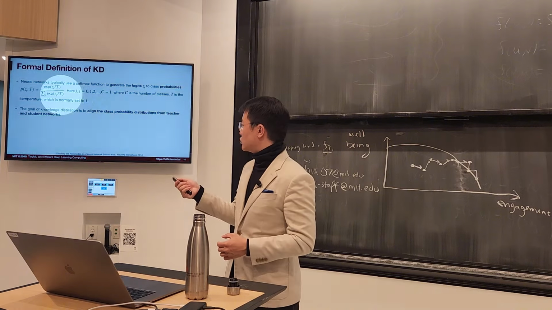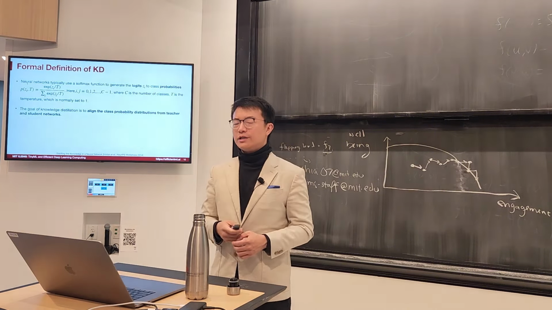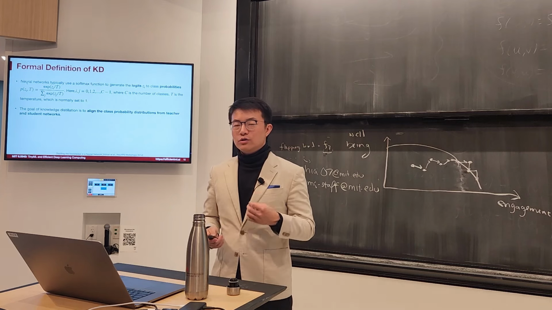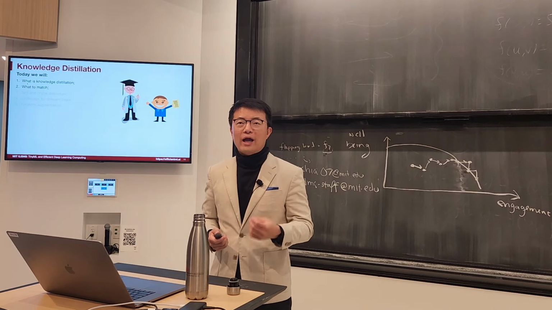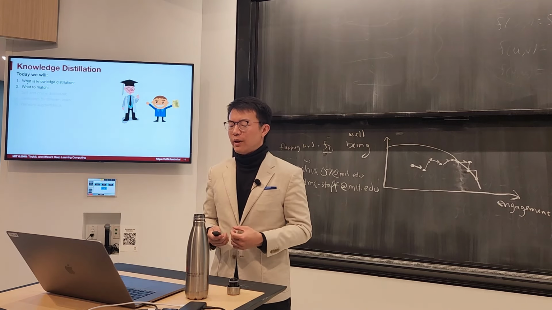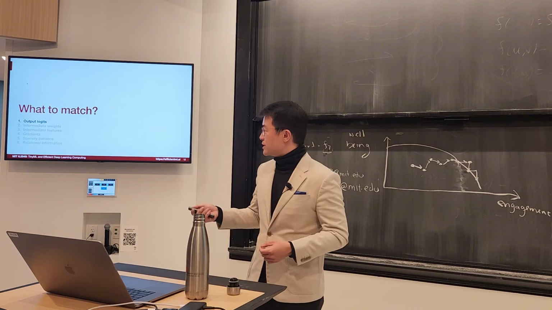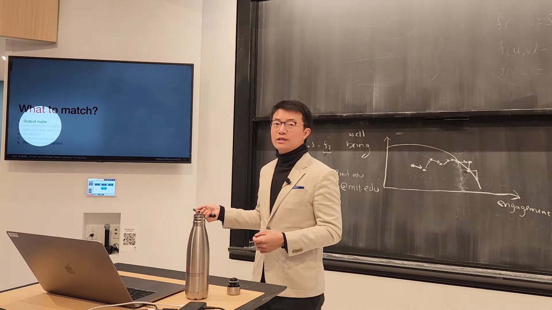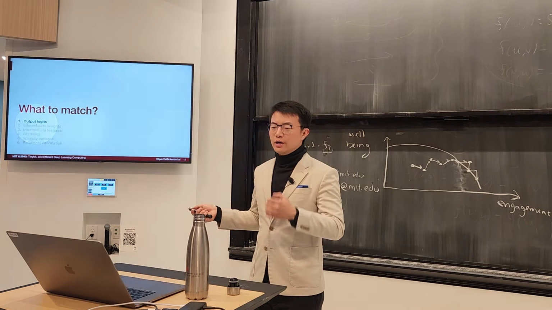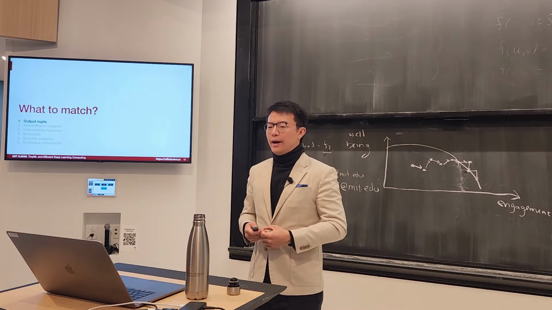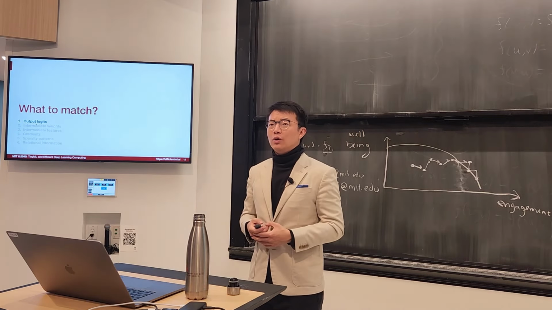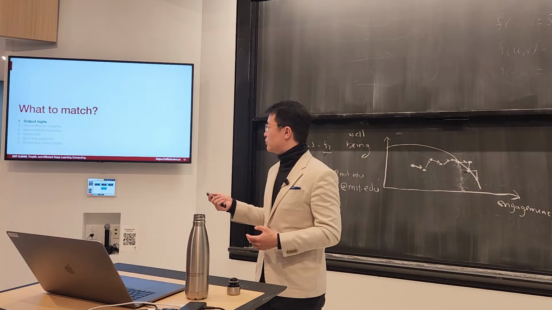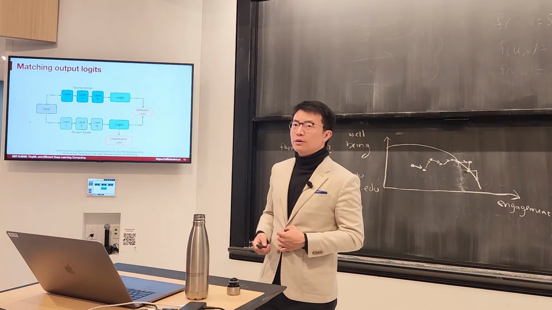And the goal of knowledge distillation is to align the class probability distribution between the teacher and the student network. So we are trying to align this probability distribution. So what can we align? What to match? What tensors can we match? Here we summarize a bunch of ideas for what we can match. So let's go through them one by one, starting from the output logits.